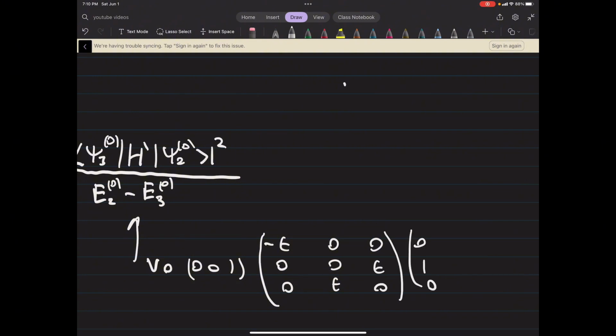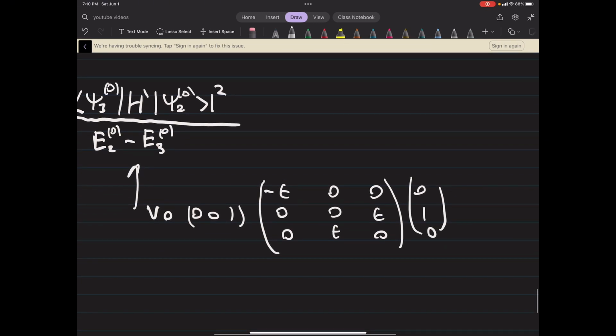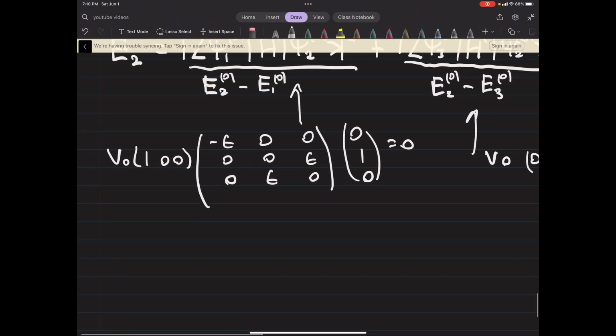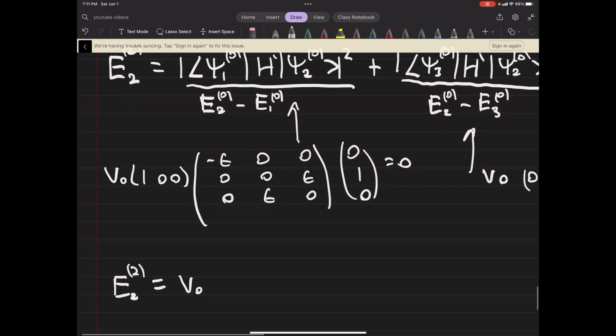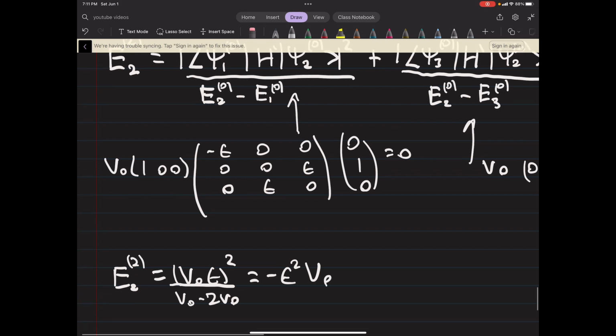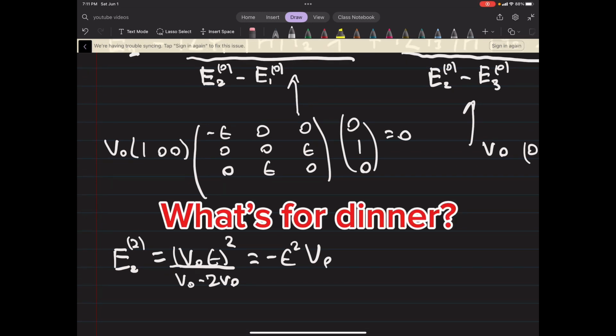0, 1, 0. And this one actually will work out to be V naught epsilon. So that's cool. So then our energy correction is this squared, so V naught epsilon squared over the difference in energies between 1 and 3. So it's V naught minus 2 V naught, so minus epsilon squared over V naught. And I'm going to eat dinner, and then I'll do the rest later.